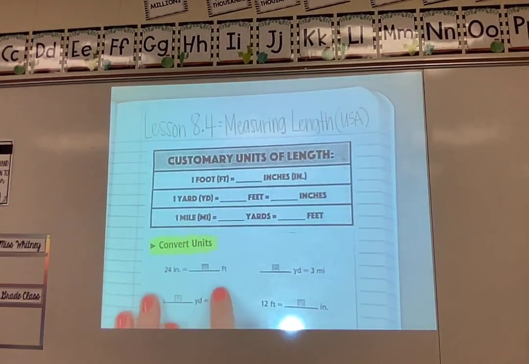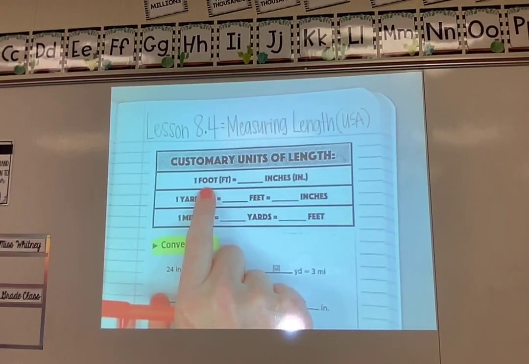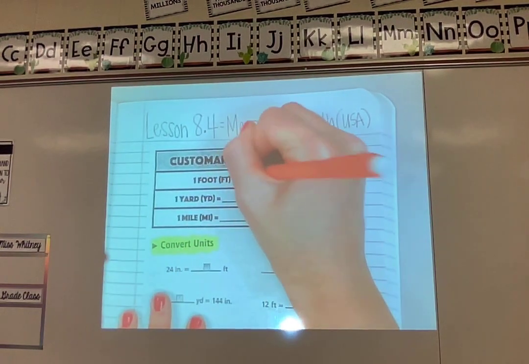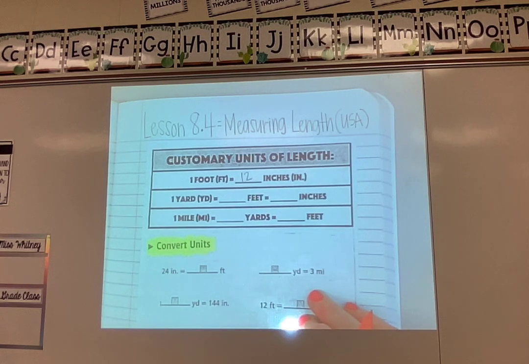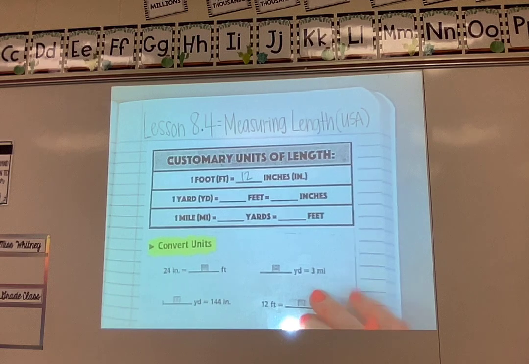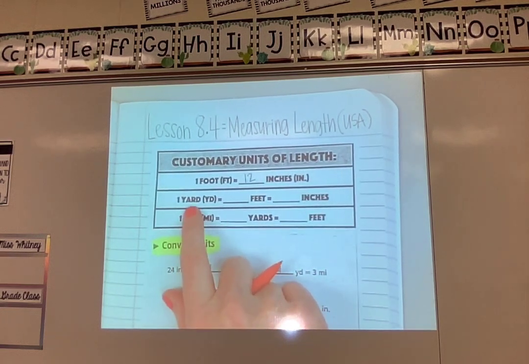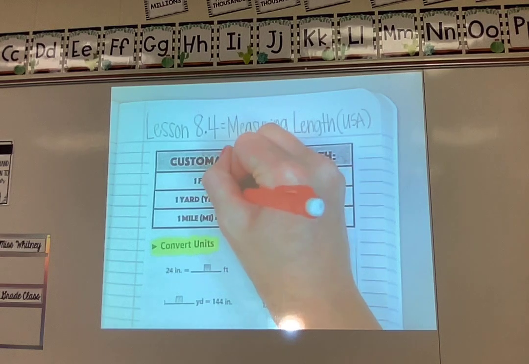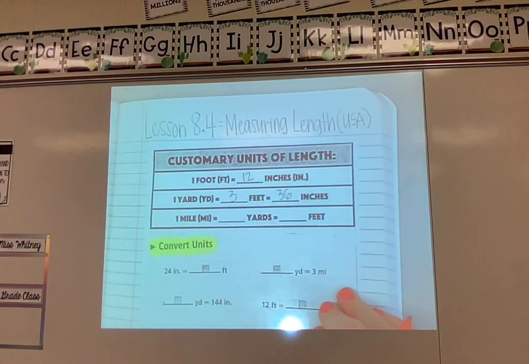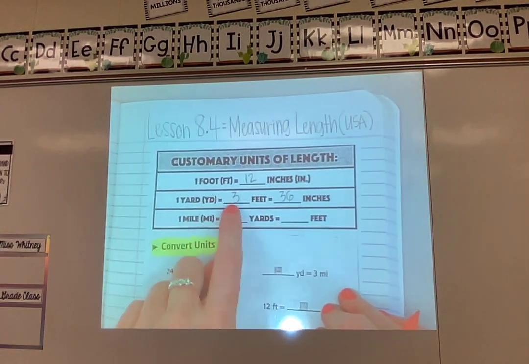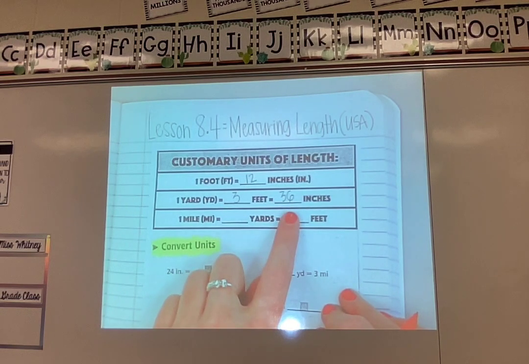So let's fill in our chart first. 1 foot is equal to 12 inches. Now, there is no saying or any easy way to remember that. You just have to know that 1 foot equals 12 inches. So you need to store that in your mind if you did not already know that. Then we have 1 yard. A yard is equal to 3 feet or 36 inches. So again, you need to remember that 1 yard is 3 feet or 36 inches.